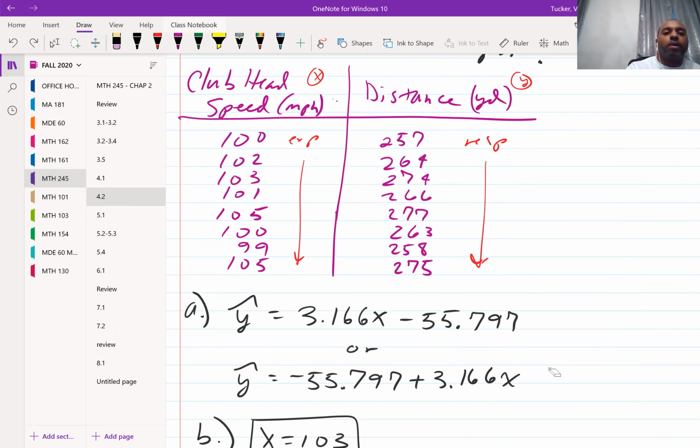All right, and notice here, regardless of which way you write it, notice the 55.797 is negative, 3.166 is positive. All right, so any questions on A before we go to B? Make sure we're okay.